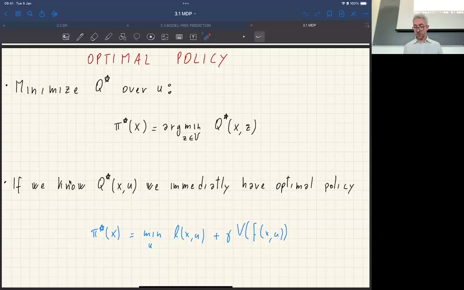The same can actually be said about the value function, almost. Here I forgot a star. So if you know the optimal value function, you can do kind of the same thing as with the optimal action value function, but there is a disadvantage if you know V star instead of Q star. Can you spot it? Why is this minimization easier than this one?